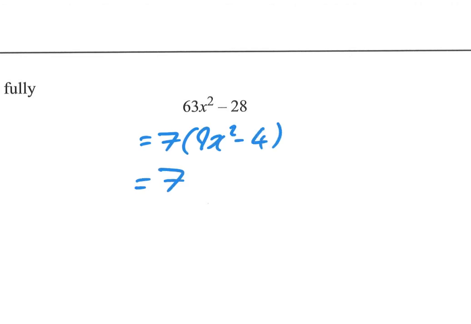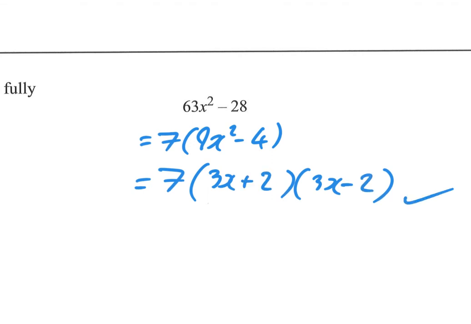And then this is the difference of two squares. 9x squared, square root of it is 3x. So 3x goes in each bracket. Square root of 4 is 2. So we put a 2 in these, and one of them's plus and one of them's minus, and that's it.